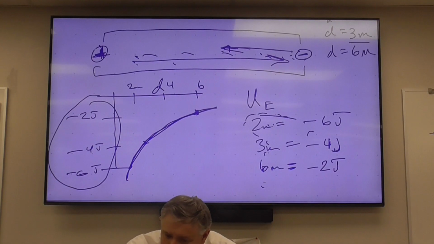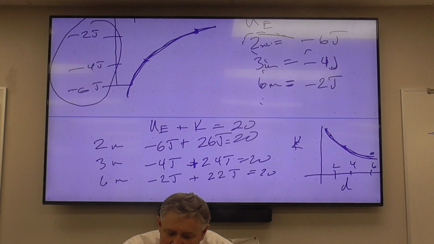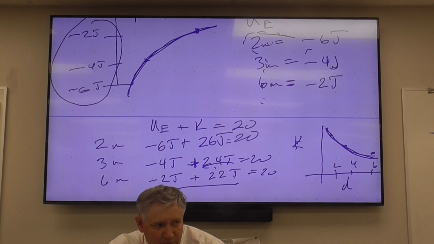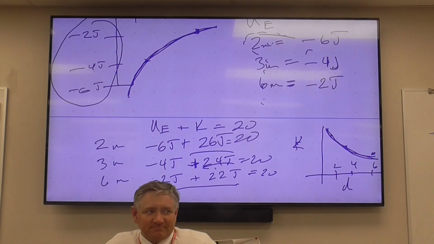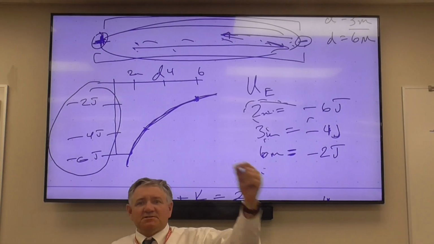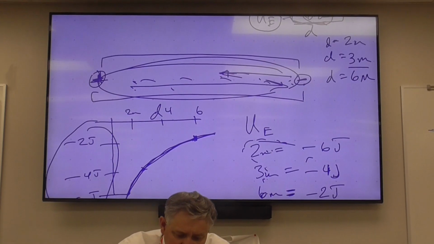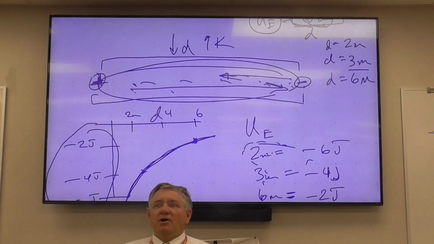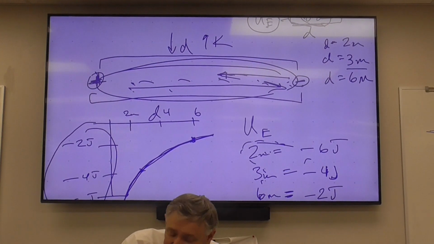So as it moves towards the proton, and it gets closer and closer, you're going from, at 6 meters it had 22 joules. At 3 meters it had 24 joules. At 2 meters it had 26 joules. Cool. So as the electron approaches, what happens to its kinetic energy? It goes up. So as it gets closer, and if I decrease that distance, I'm gaining kinetic energy, which means it's going faster and faster and faster.